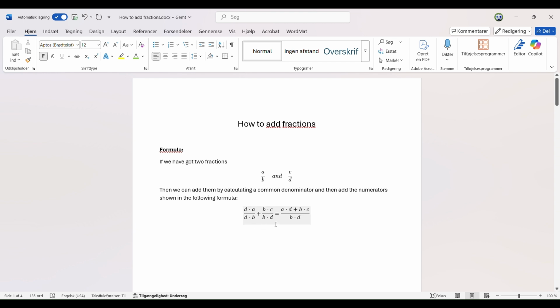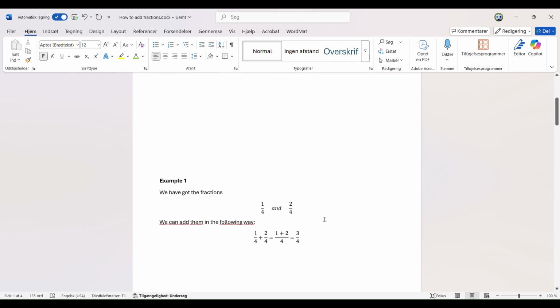So now we've got a common denominator, so we put it down here. And now we just have to add the numerators. So d times a is the same as a times d, so we write that. Then we say plus, and then we take b times c for the rest. And this is our formula for adding two fractions together. So let's have a look at some examples.